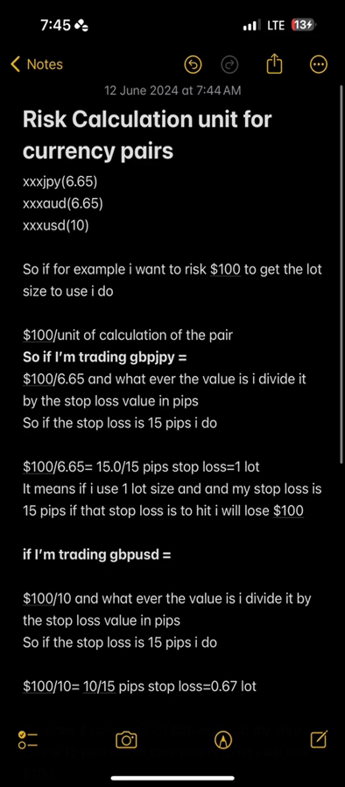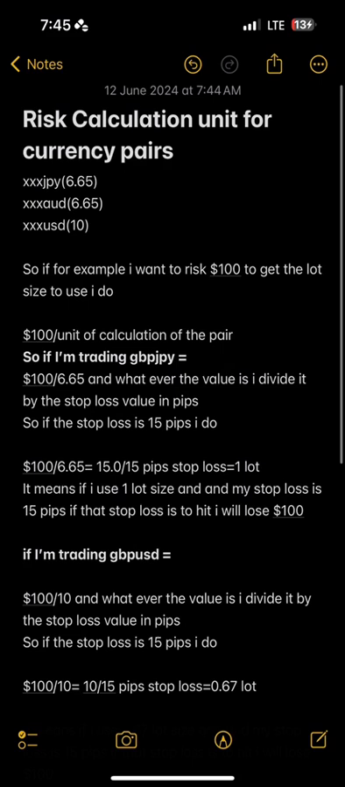Remember, I said the amount you want to risk. So let's say I'm risking $100. $100 divided by the calculation unit of that pair. So for GBP JPY it is 6.65. So $100 divided by 6.65, you get 15.03. 15.03 divided by the stop loss in pips. So let's assume it's a 15 pip stop loss. So 15 divided by 15, you get one lot size. That means if you use one lot size and a 15 pip stop loss hits on GBP JPY, you will lose exactly $100.